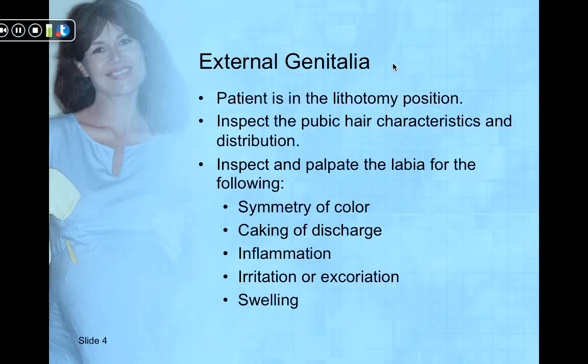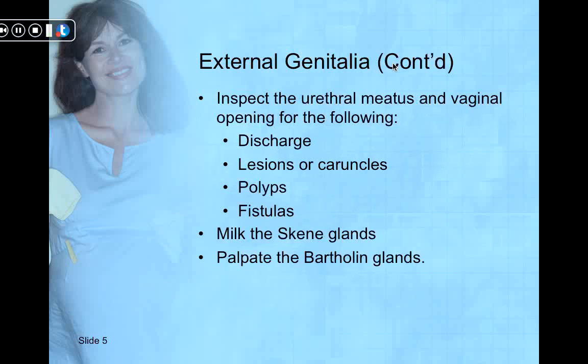You will inspect and palpate the labia for symmetry of color, caking of discharge, any inflammation, abscesses, irritation, excoriations, or swelling. This will be an opportunity to inspect the urethral meatus and the vaginal opening, or introitus, for discharge, for lesions or bumps or caruncles, for polyps, for cysts, for fistulas. This will be an opportunity to milk the skin glands, which are by the urethral meatus, and to palpate the Bartholin glands.